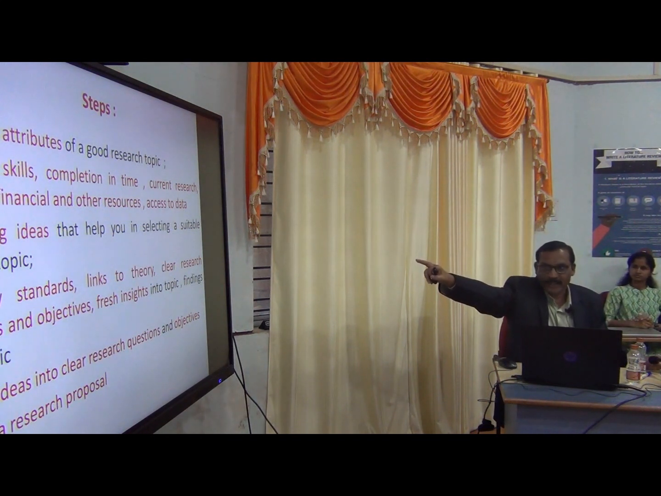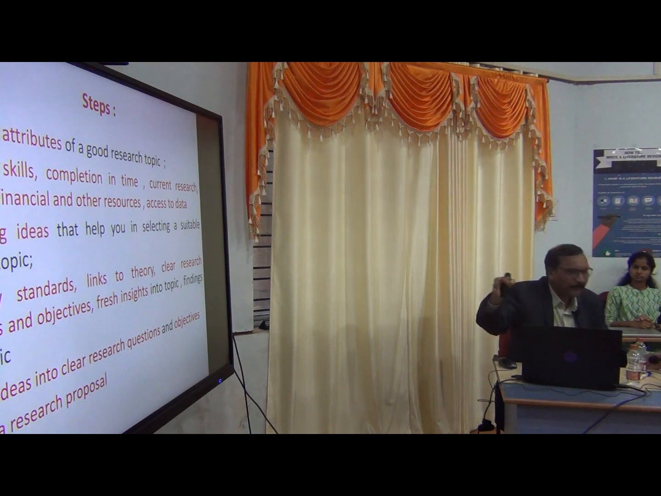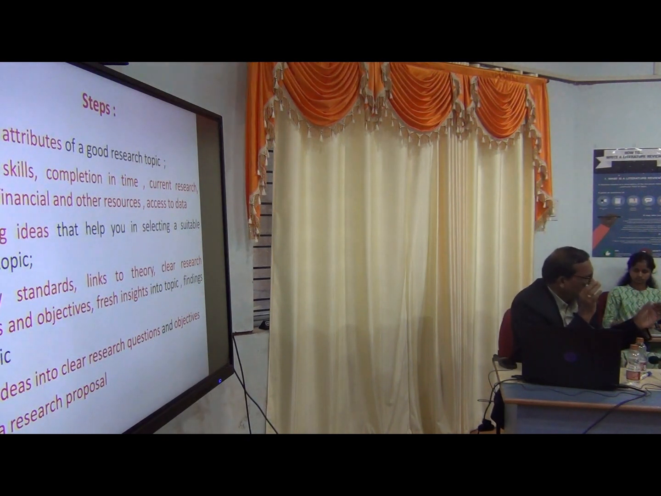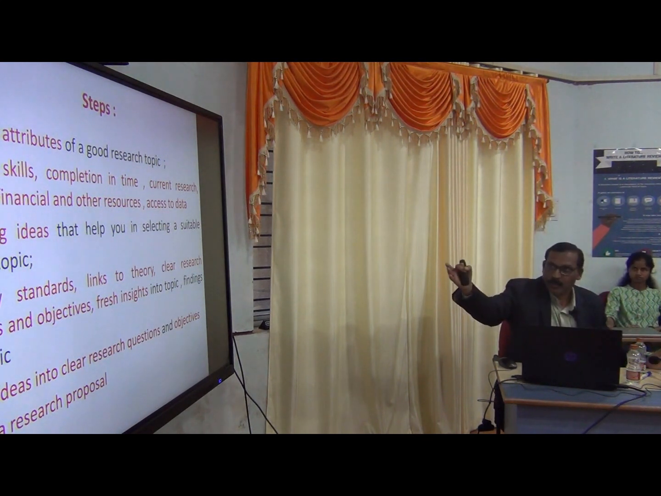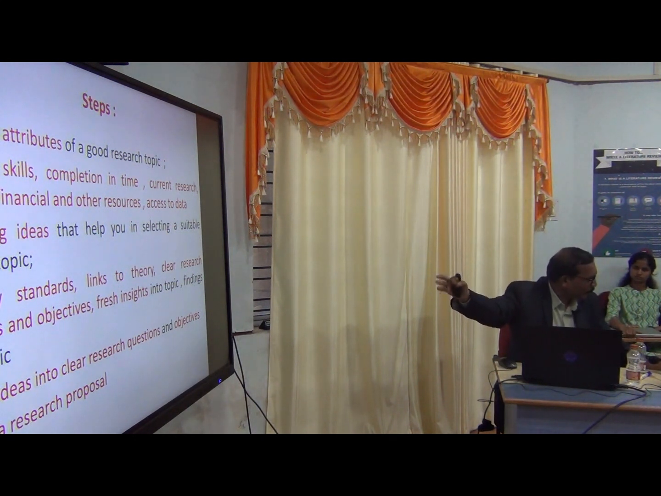Then access to data, especially secondary data. Even in the case of primary data also, you should be confident in getting the information by administering a questionnaire and schedule. It should be possible to conduct discussions, group discussion and interview as well. So check the possibility of that. Then only you can proceed further.